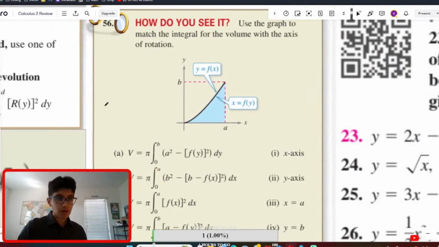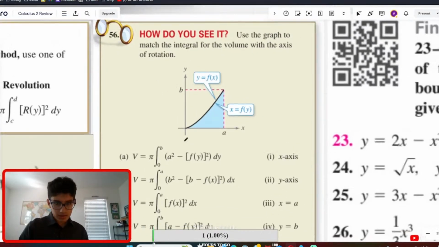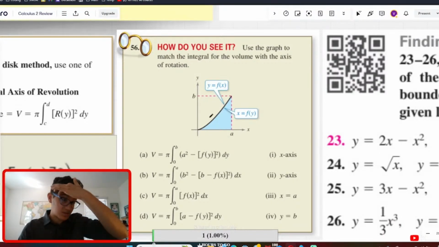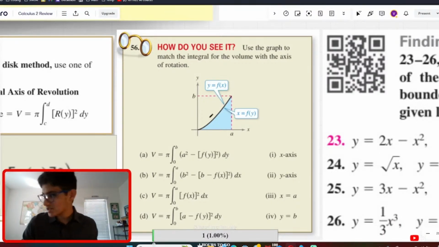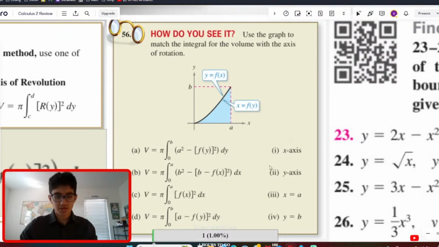Nice question. By the way, all this stuff is from Calculus: Early Transcendentals. These are where the questions and everything are coming from. I forgot the author's names, but it's got a nice cover. Anyway, basically use a graph to match the integral, right?